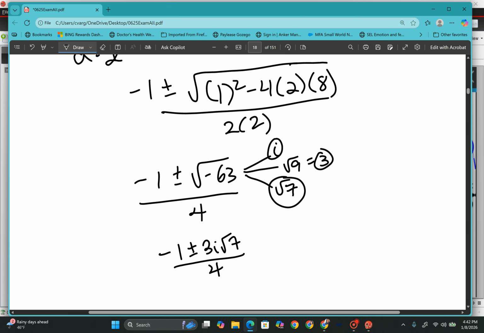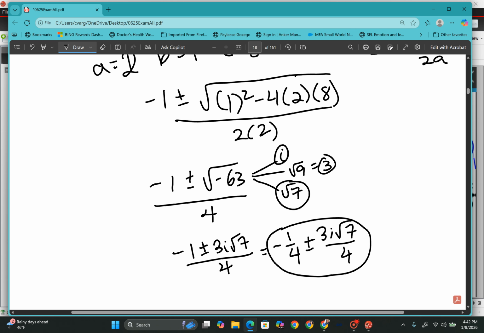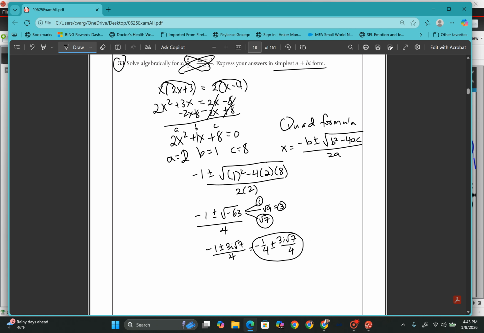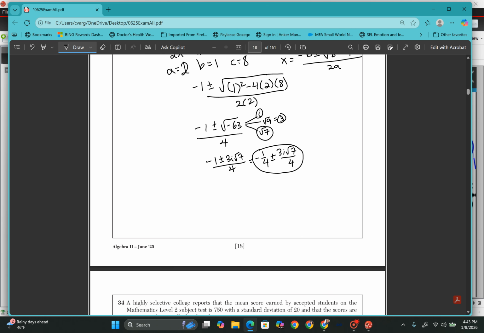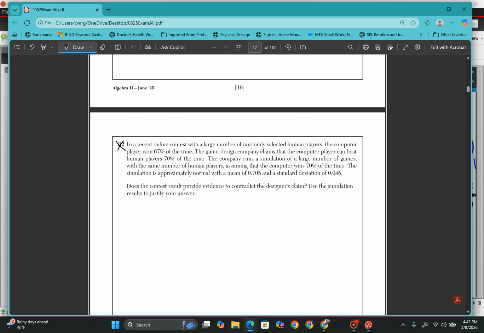This cannot be simplified any further because 1 over 4 is just 1 over 4. So we just split this fraction up as negative 1 over 4 plus or minus 3i radical 7 over 4. Okay, so this is our final answer. And you have to split it up because it says a plus bi form. Okay. Can I just go back to this real quick? I do want to show you this. Nothing is crazy here.